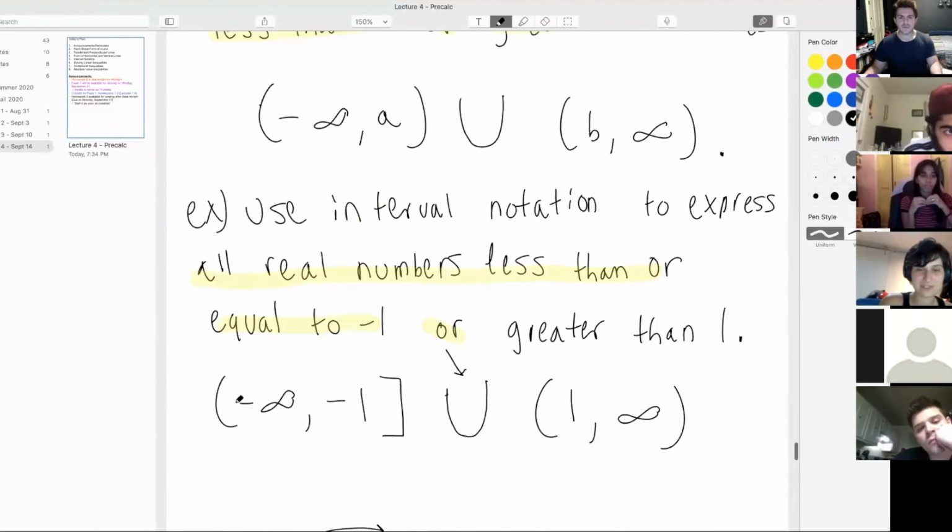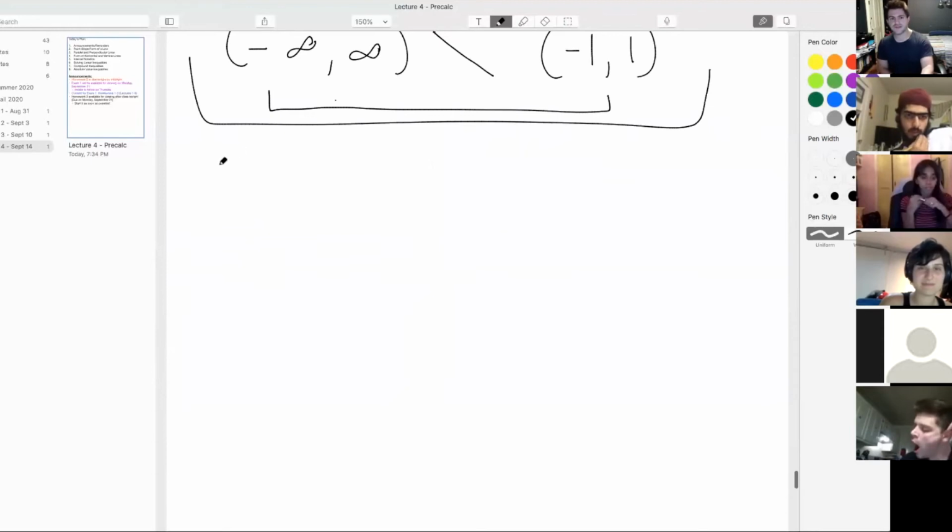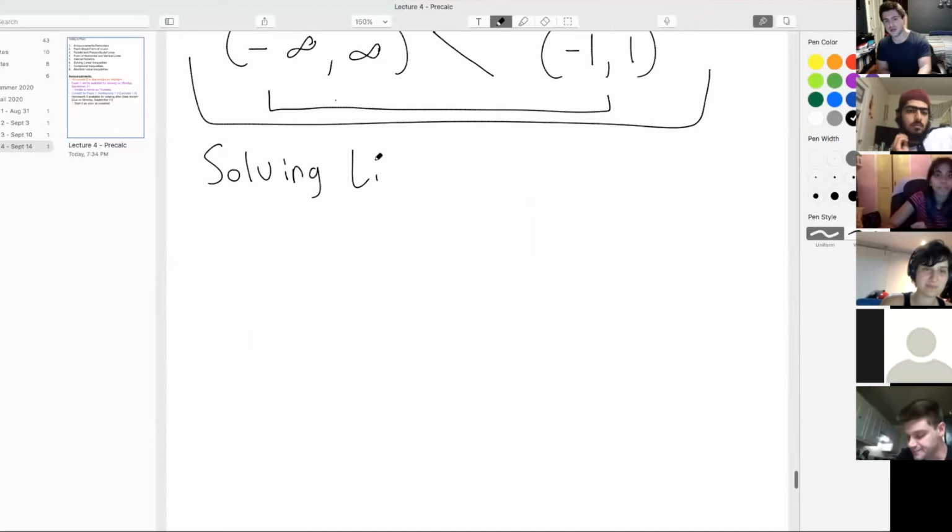All right, so now let's actually use this interval notation in practice. So we're going to use it when we solve linear inequalities. Okay.